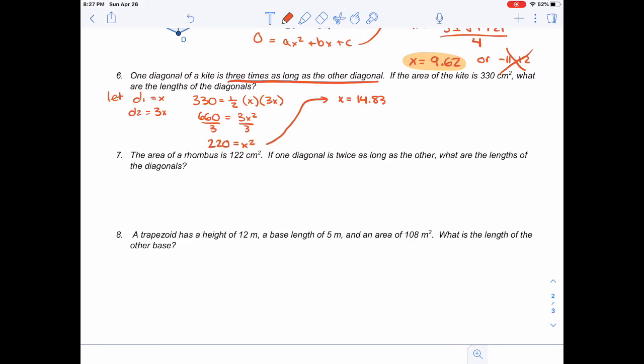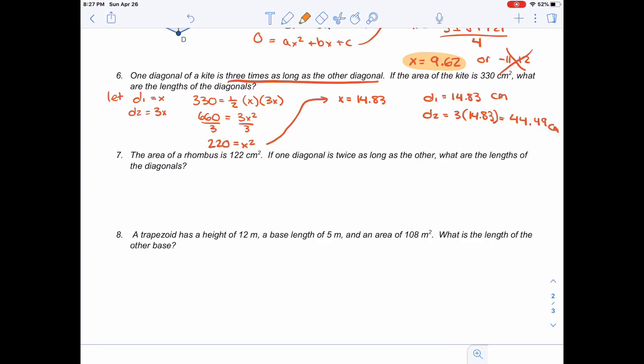And a lot of people automatically stop here. If they think they've solved for x, they're good. But remember, it's asking what are the lengths of the diagonals. So your diagonal 1 is just going to be equal to that x we just found. And remember, we're in centimeters. And then your diagonal 2 is going to be 3 times that 14.83, which gives us 44.49. And again, make sure you label it with centimeters.